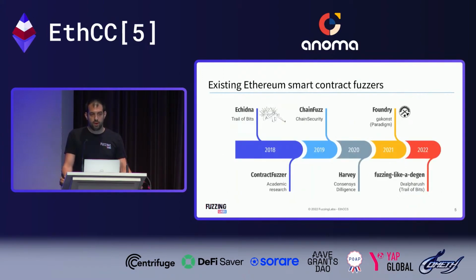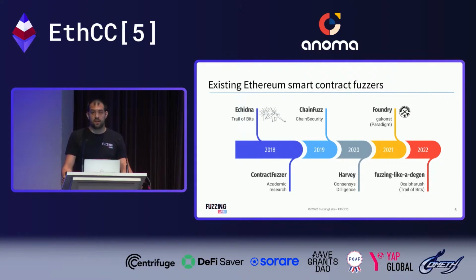Over time, we saw multiple fuzzers, so I made a quick timeline. One of the first ones was Echidna. Then we got fuzzers like contract fuzzer, chain fuzz; almost every big security Ethereum-based company has created its own fuzzer. We also have Harvey, which I put in 2020, but to be honest, it was more 2018. It's just that they released some public services at the time, and you will see later it's closed source.